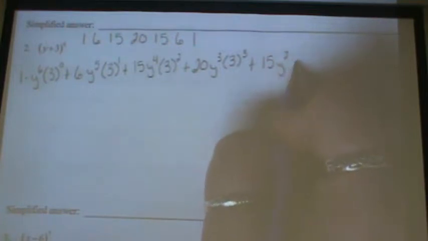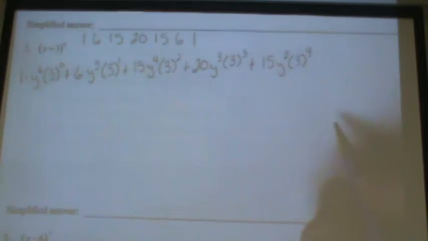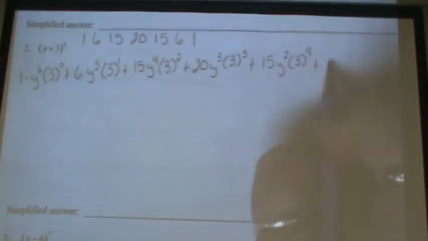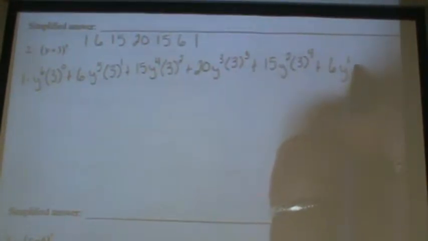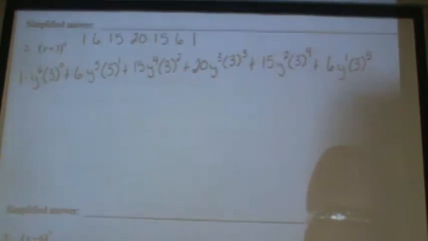Then plus our next coefficient, which is 15, times y to the 4th, 3 squared, plus our next term, which is 20 times y to the 3rd, 3 to the 3rd, plus our next coefficient, which is 15 times y squared, 3 to the 4th, plus our next coefficient, which is 6 times y to the 1, 3 to the 5th, plus our last coefficient, which is 1 times y to the 0, 3 to the 6th.